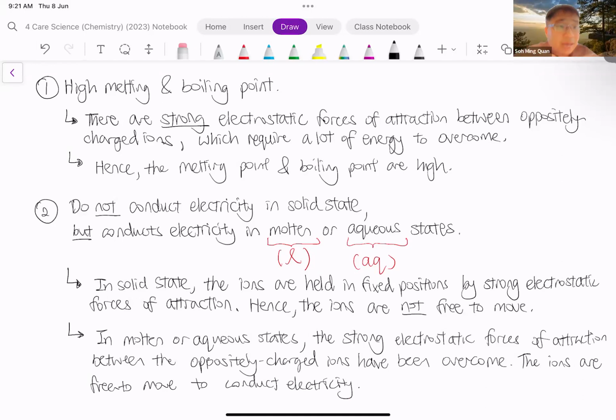Okay, so it looks like a lot of words, but the concept here is electricity. Electricity is about moving charge. So the question is, can the charged ions move freely or not?